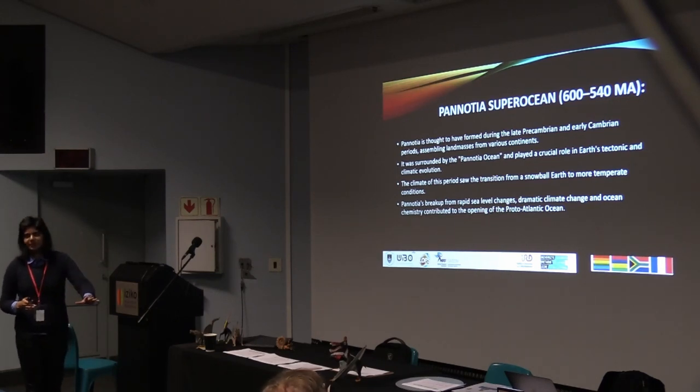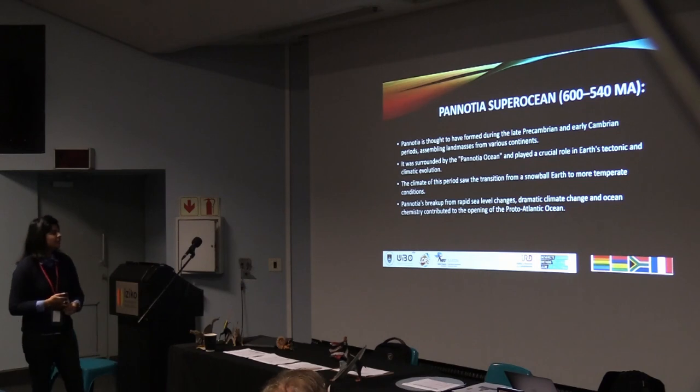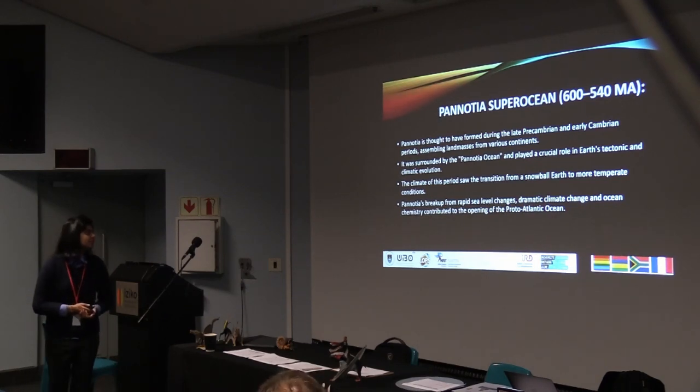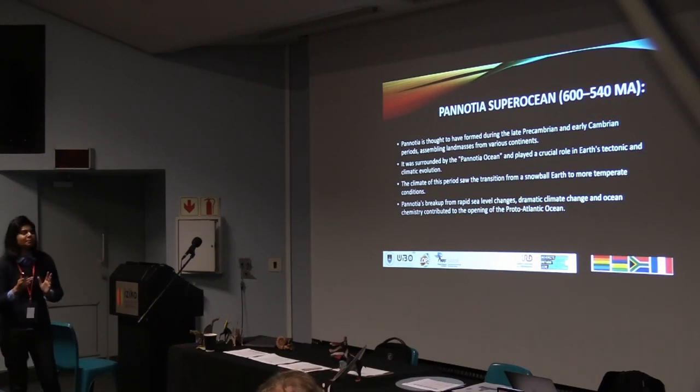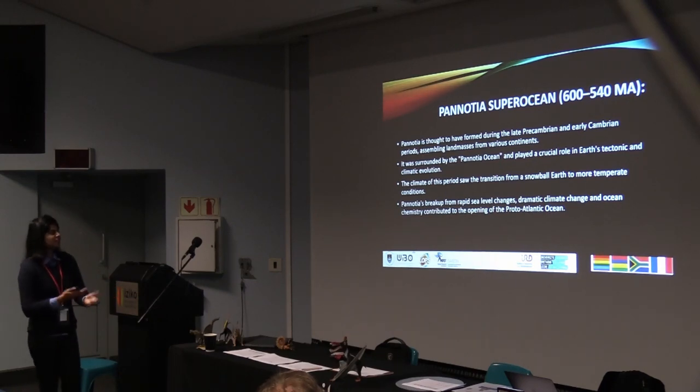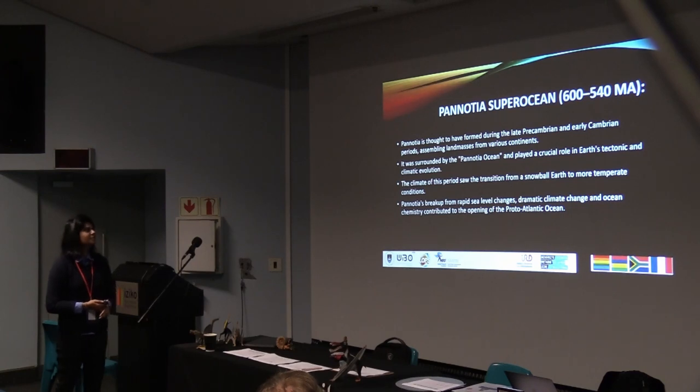As I just mentioned, we had a big extreme cooling effect. But this one tends to have more temperate conditions. And it also had its own ocean, the Pannotia Ocean. I think that was the name. I think the supercontinent was actually Pannotia and then the ocean was named Pannotia Ocean.